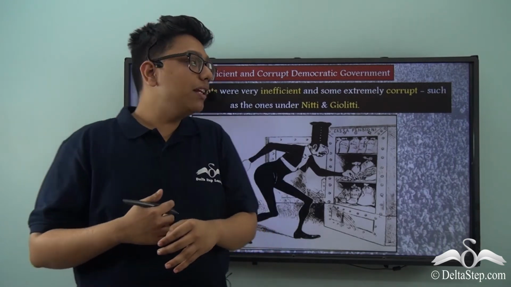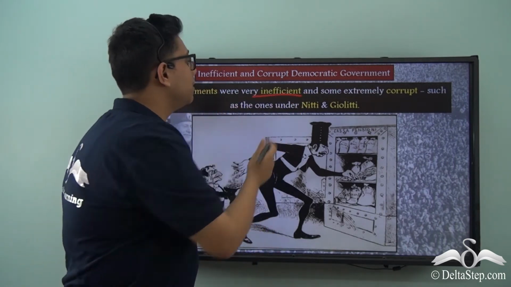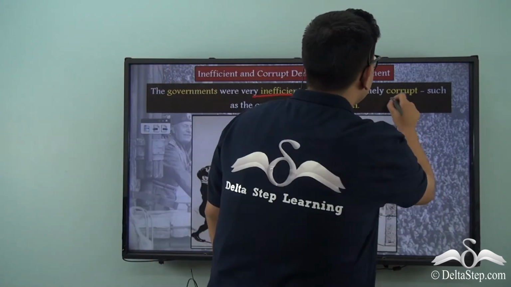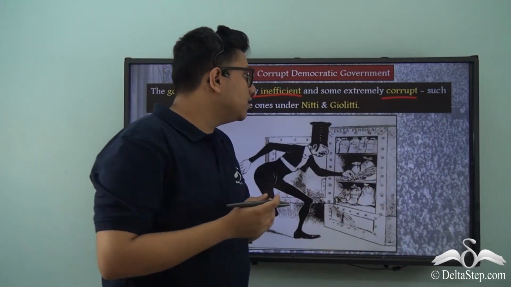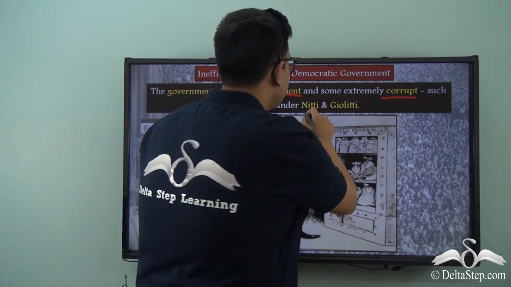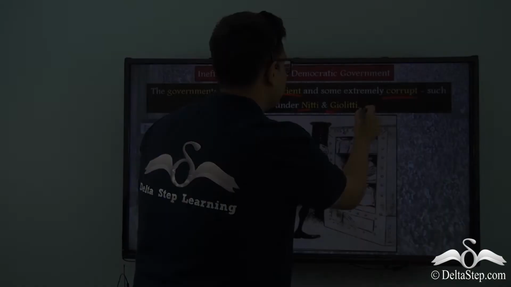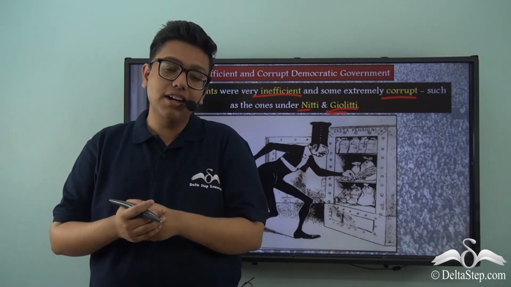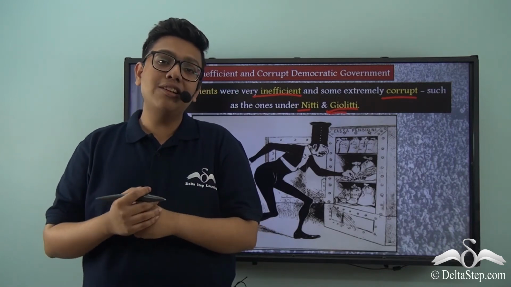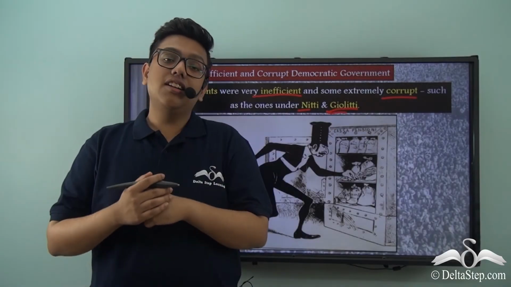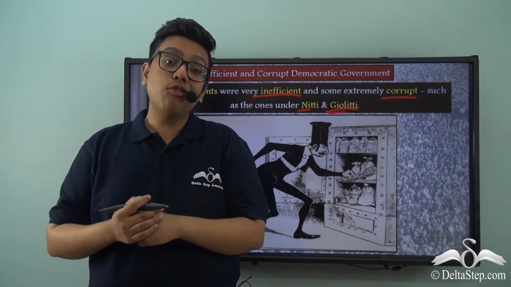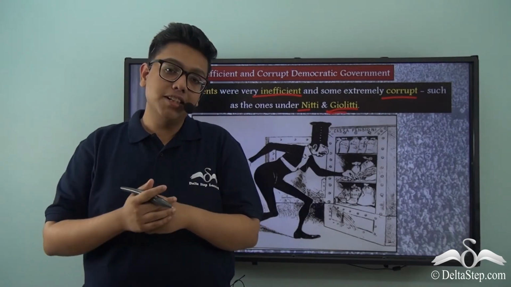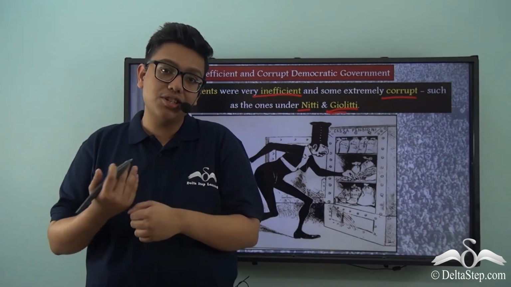Now, apart from the inefficiency of the governments, some of them were also extremely corrupt, especially the governments under Prime Minister Nithi and Prime Minister Giolitti. Now, the term of Prime Minister Giolitti, or Giovanni Giolitti as his name was, is particularly important to show a case. Giovanni Giolitti served as Prime Minister for 5 terms. So, you must now think that when a person serves 5 terms, he must be a very evil politician, right?